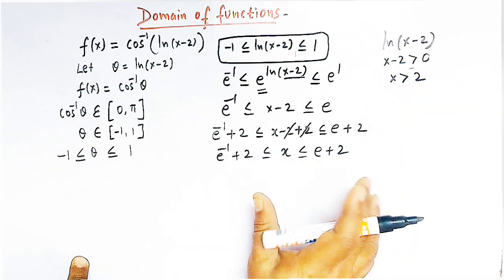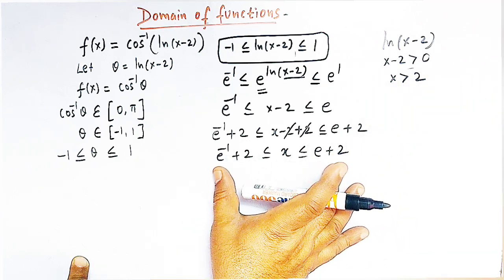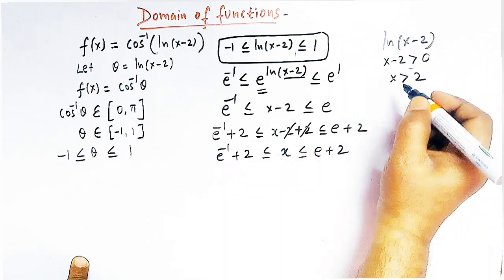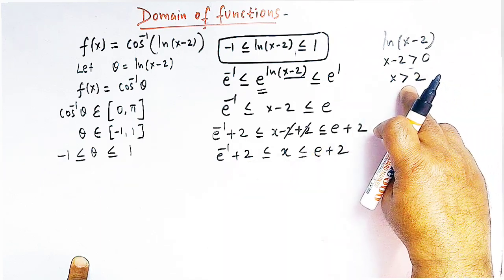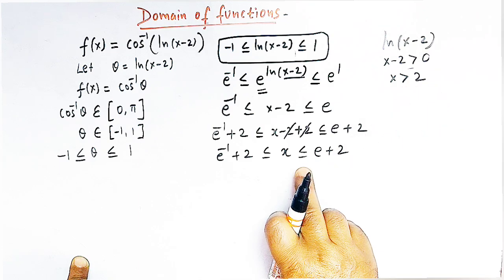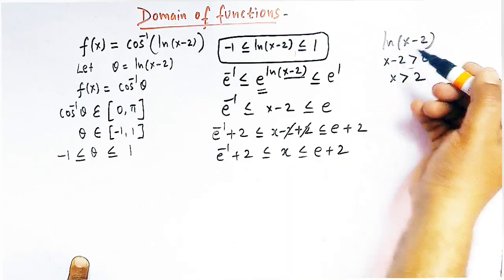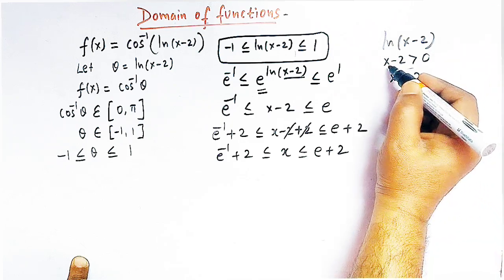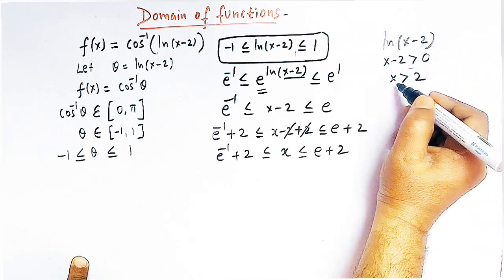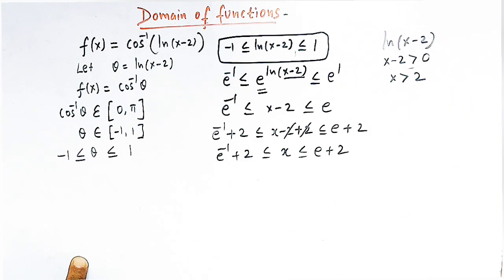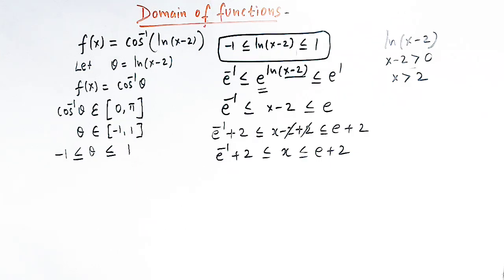So we have to now merge this inequality with this one, that is we have to identify the common region between this inequality and this inequality, right? So here natural log of x minus 2 is defined when x minus 2 is greater than 0, that is x is greater than 2. So now let us take the help of the real number line.